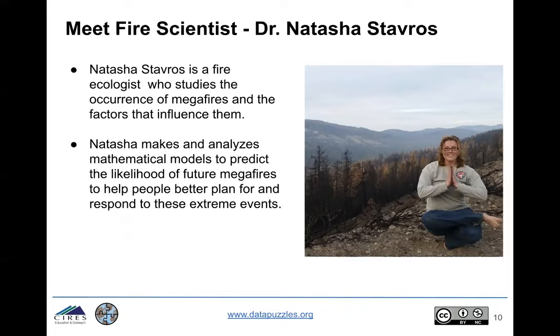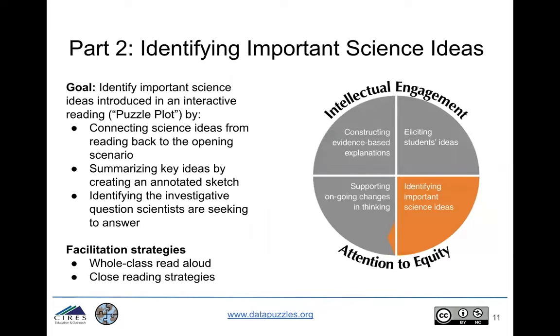So hopefully you can see how we got from that opening scenario to introducing Natasha. And then we're going to send students off to read this interactive text, either together as a whole class, with a partner, or individually, to learn more about Natasha's work. Once we've introduced her, this is a teacher-facing slide here. We're going to dive into the interactive text in the student worksheet. This is maybe when you distribute the student worksheet as well, after that opening scenario piece.